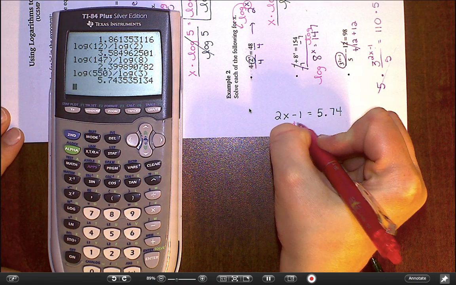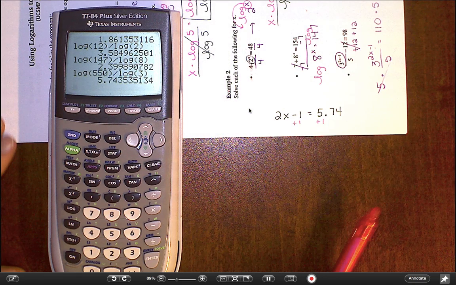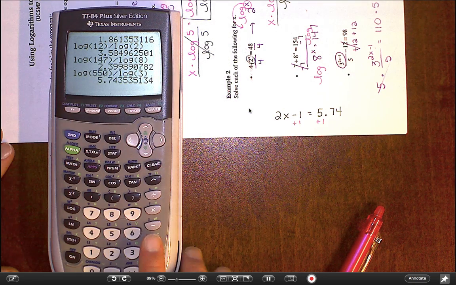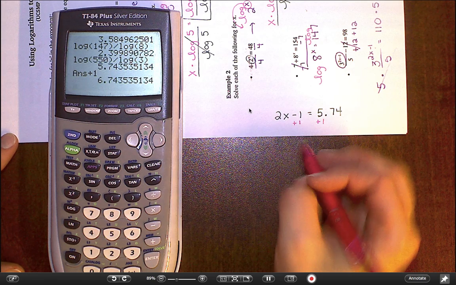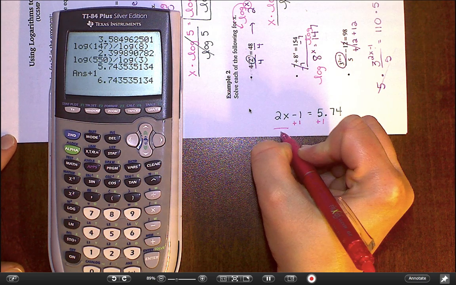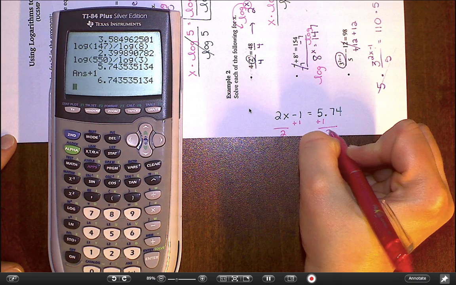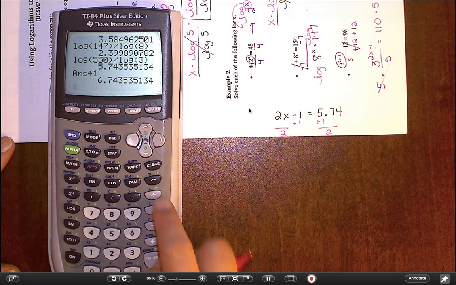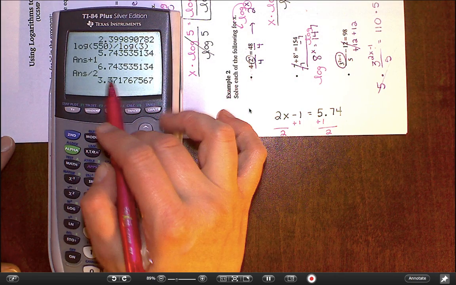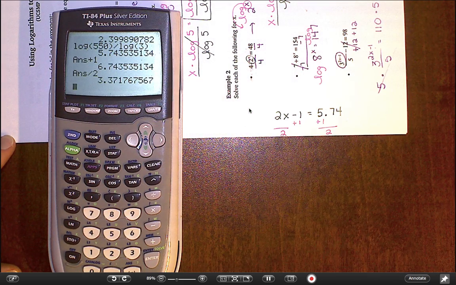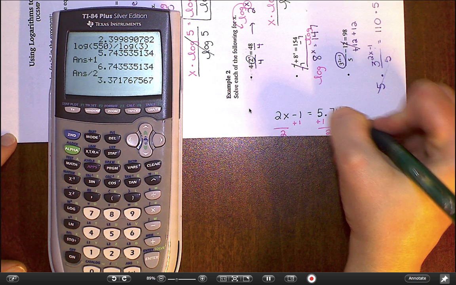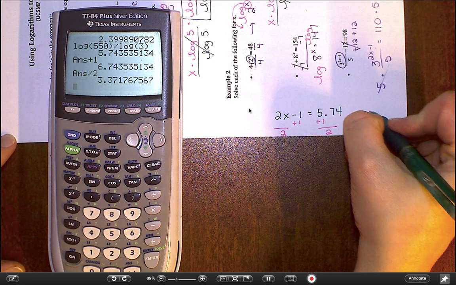So the first thing I would do is add 1 and add 1, right? So in my calculator, I'm just going to keep that decimal there and add 1. So I get 6.74. And then my next step would be to divide by the 2 and divide by the 2. So I'm going to take this thing and divide it by 2. And that way I kept the whole decimal in there all the way through. And I can give my answer of x equals 3.37.